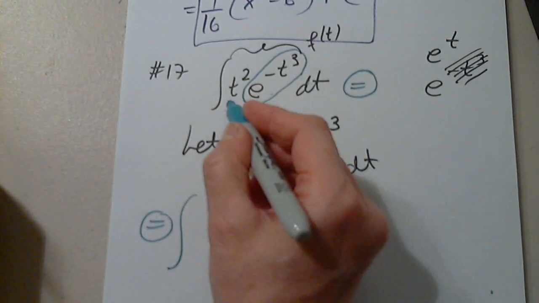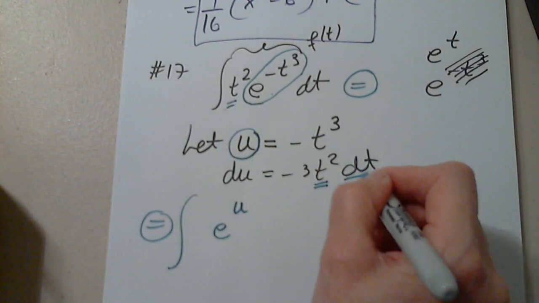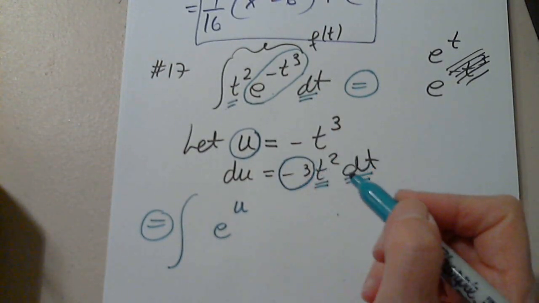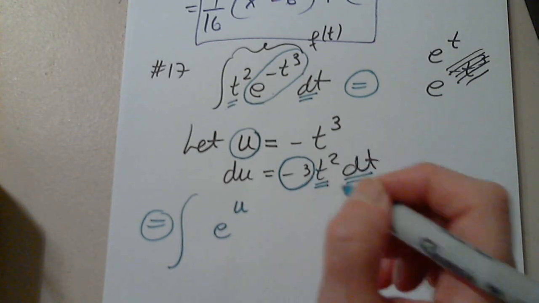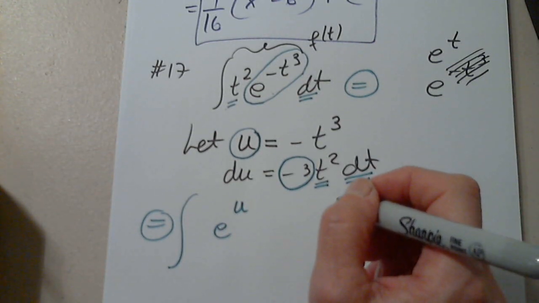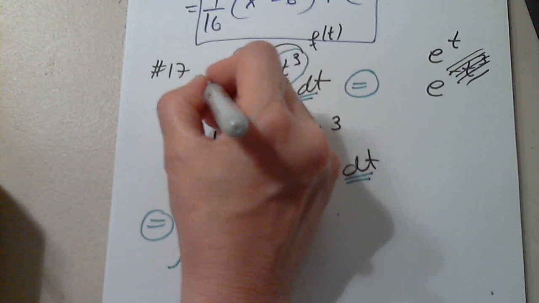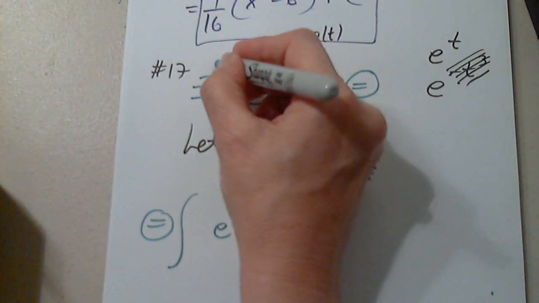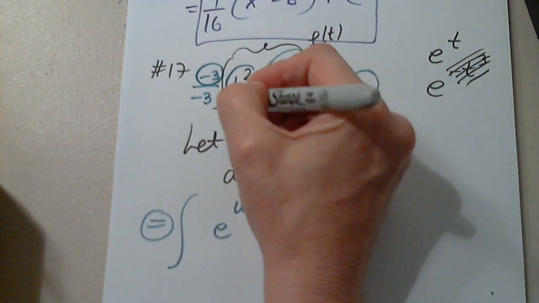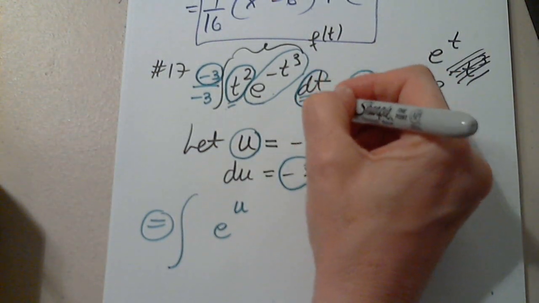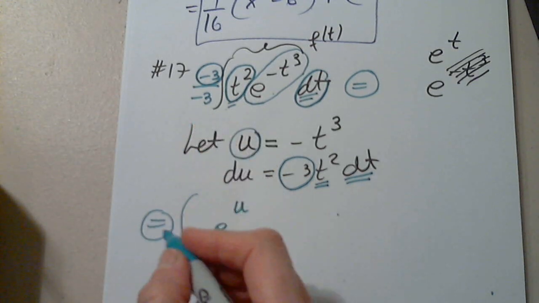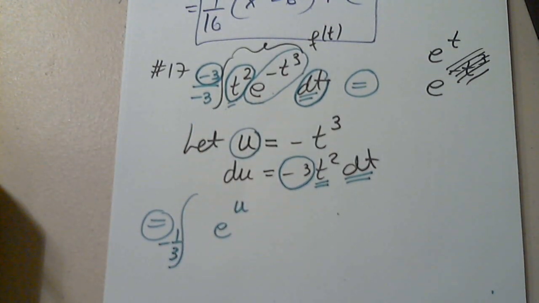I need t squared. I have it. I need dt. I have it. But I'm missing this piece. Making up a number or a factor is always very easy. Negative 3 divided by negative 3. So now I have the negative 3 multiplied by t squared multiplied by dt, and I still have a negative 1/3 in front. Who cares? It's a number.